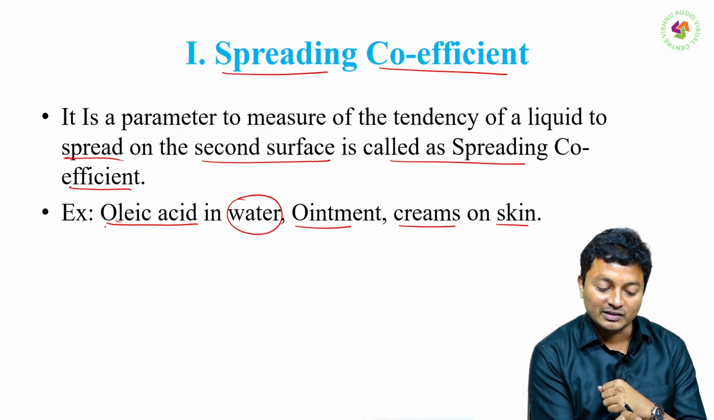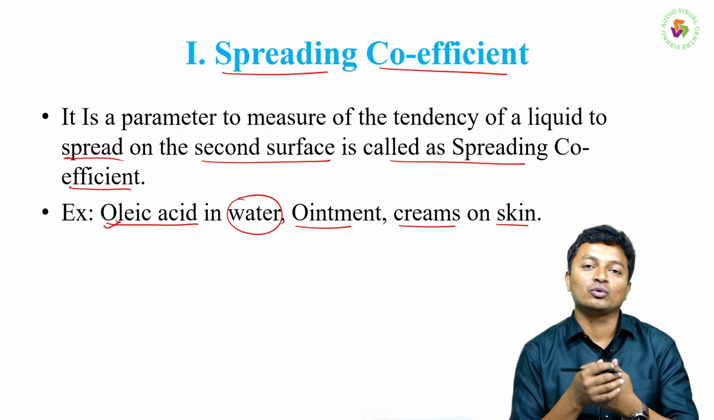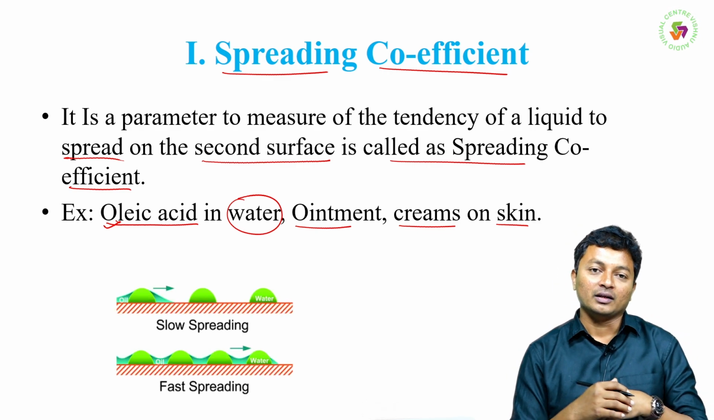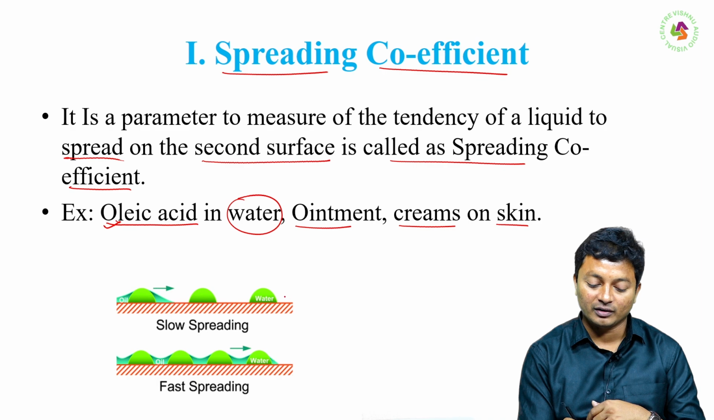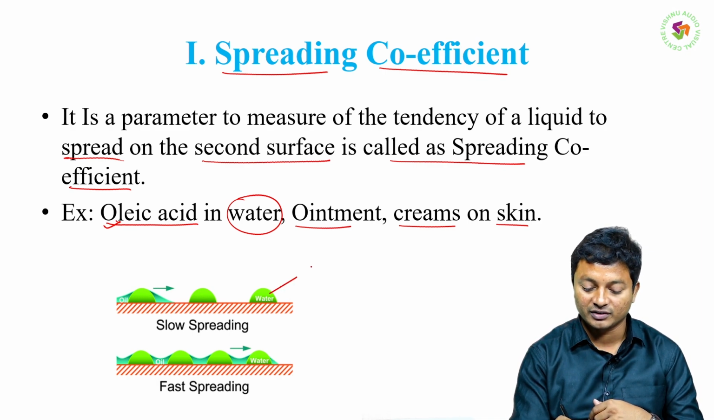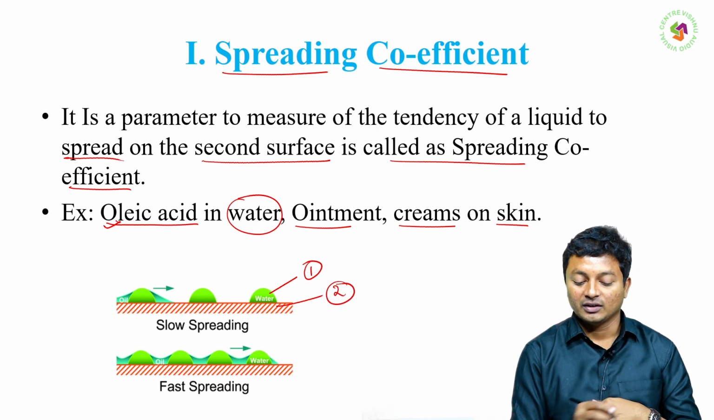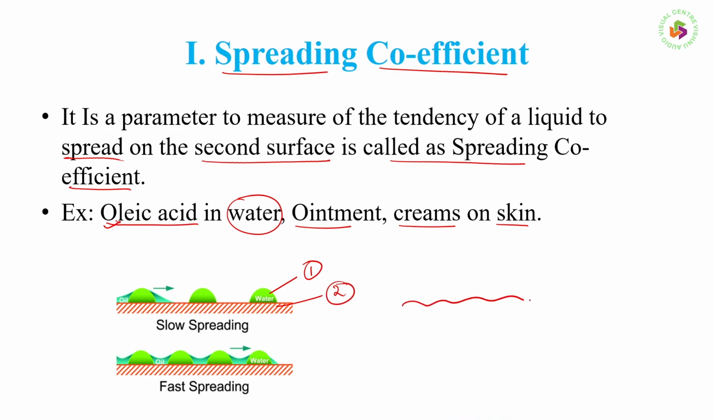As we just now discussed, oleic acid in water is also an example of spreading coefficient. In this diagram we will be having two surfaces. So this is the number one surface and this will be the second surface. On the first surface the oil molecules may spread throughout the second surface. This entire phenomenon is known as spreading coefficient.